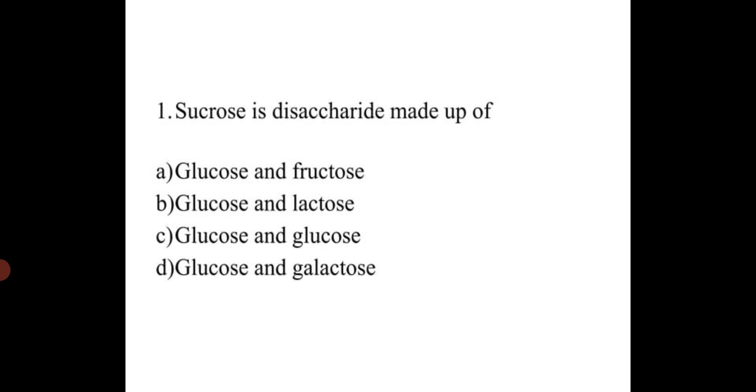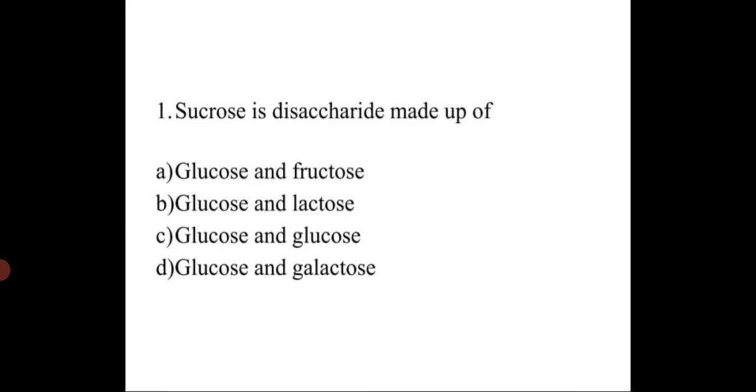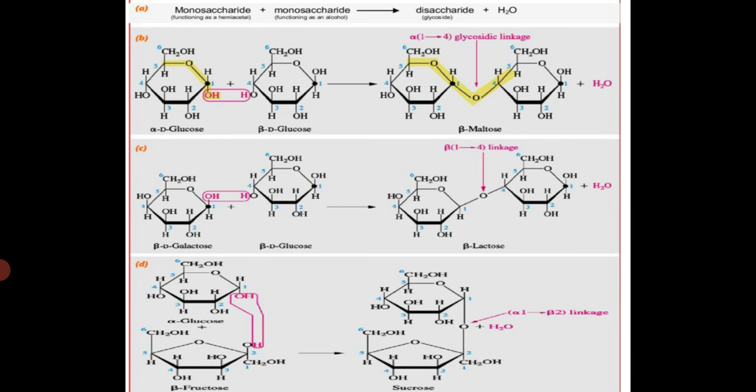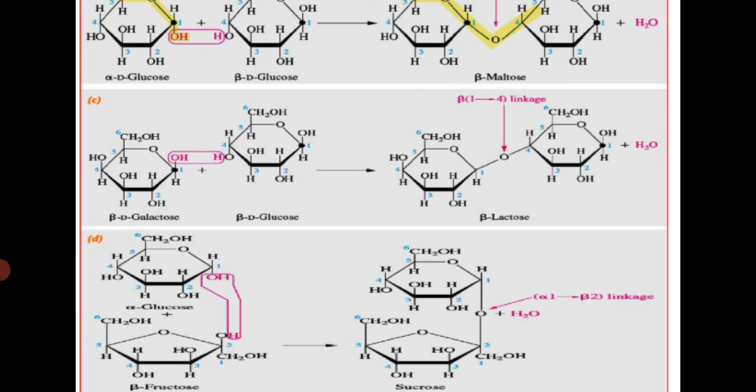Then the next question: sucrose is a disaccharide made up of what? Sucrose is a disaccharide which is made up of glucose and fructose. The glycosidic link is an alpha 1, beta 2 linkage between glucose and fructose.